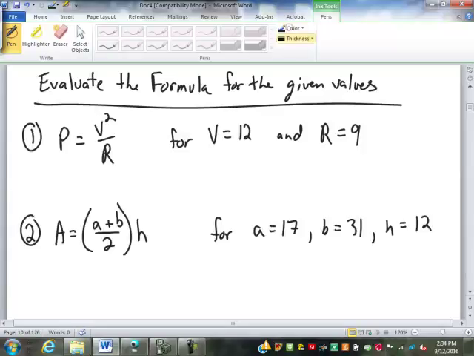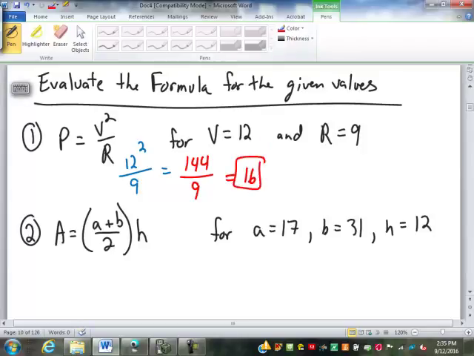Okay, let's take a peek at this one. Let's see what you got for the first one. So if V is 12, that's going to be 12 squared over R is 9. Order of operations says we have to do what first? Exponent. Well, because of the fraction bar, we have to do the top first. And on top, we have to do the exponent. So it's going to be 144. Nothing else to do on top. Is there anything to do on bottom? Nope. So we're just going to divide. You got it. 144 divided by 9 is 16. So that becomes 16.